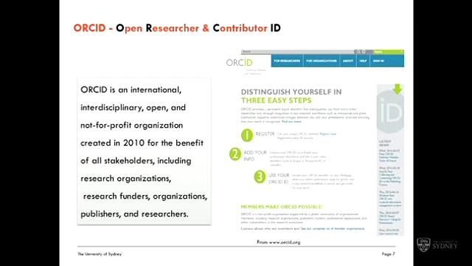It's an international, interdisciplinary, open and not-for-profit organisation supported by a global community of universities, publishers, funders, professional associations and other stakeholders in the research ecosystem. It acts as a hub that links different research works and activities across multiple platforms and can assist in streamlining research administration and reporting. It helps distinguish authors with similar names and to simplify searching.